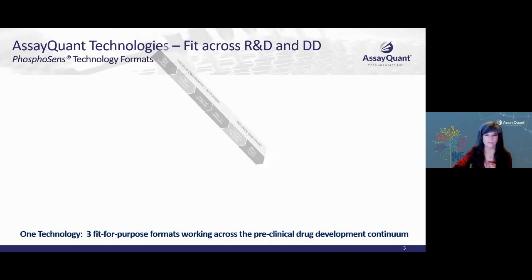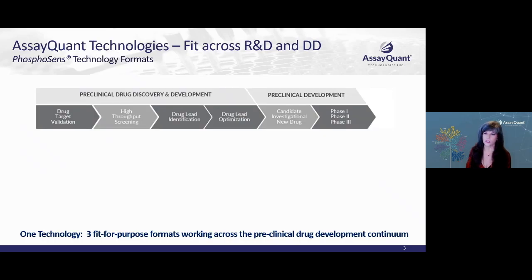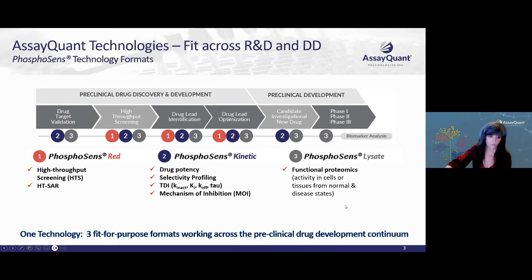So where do we fit? Everyone is very familiar with this drug discovery continuum, starting with basic research, target ID, and target validation, going all the way through clinical trials. So PhosphoSens is available in 3 formats, and it works across the preclinical drug discovery continuum. And the 3 formats are PhosphoSens Red, PhosphoSens Kinetic, and PhosphoSens Lysate. Today, we are going to be focusing on the kinetic assay, potency, profiling, and TDI.